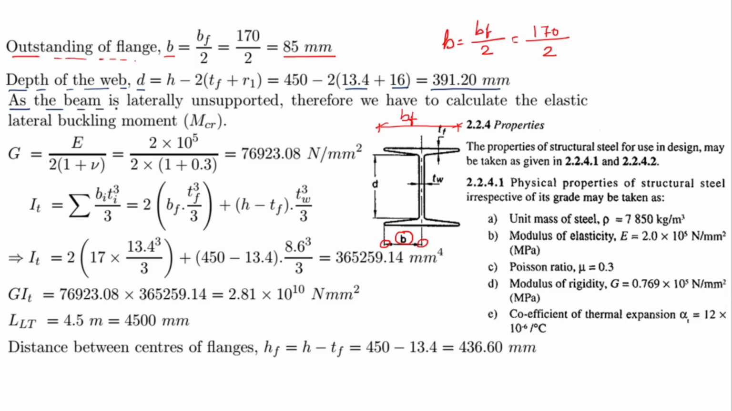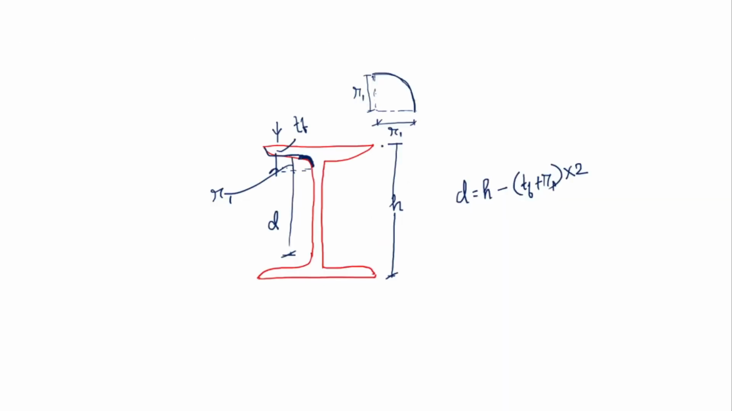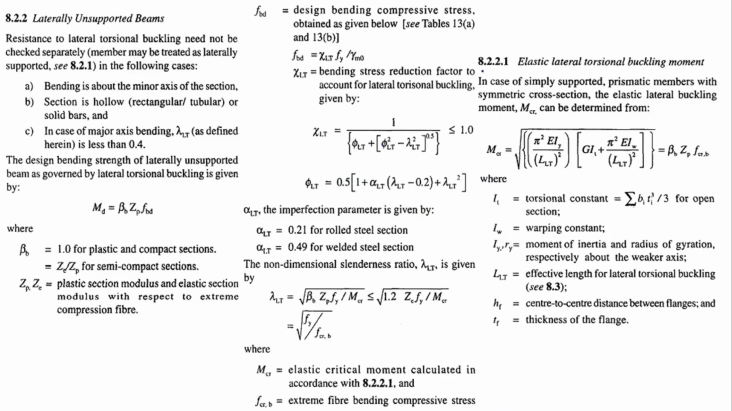As the beam is laterally unsupported, therefore we have to calculate the elastic lateral buckling moment, MCR. To calculate MCR, we have to follow the clause number 8.2.2.1, where for elastic lateral torsional buckling the moment MCR is given. Before calculating the value of MCR, we have to calculate some other values.